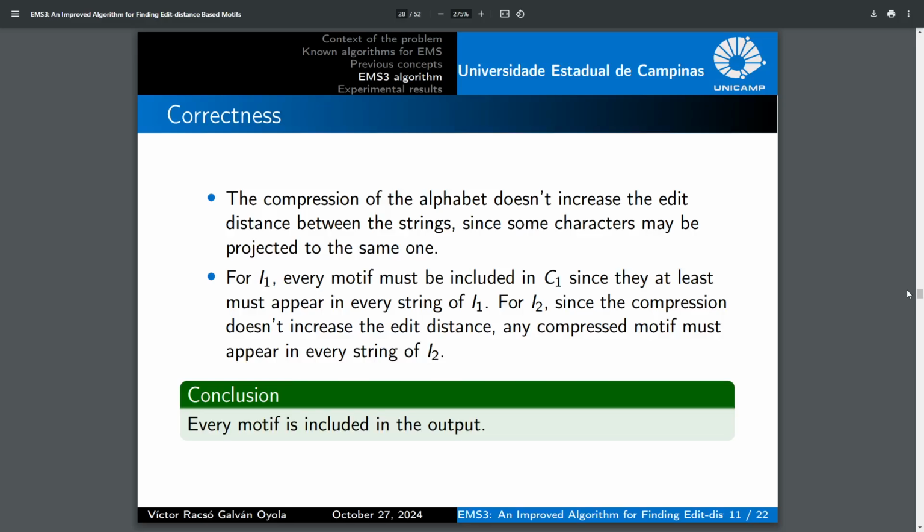Notice that this output is from step 4. That is before verifying. After verifying, since every motif is included in our output, our output is going to be a correct answer. It's going to be exact, the answer.